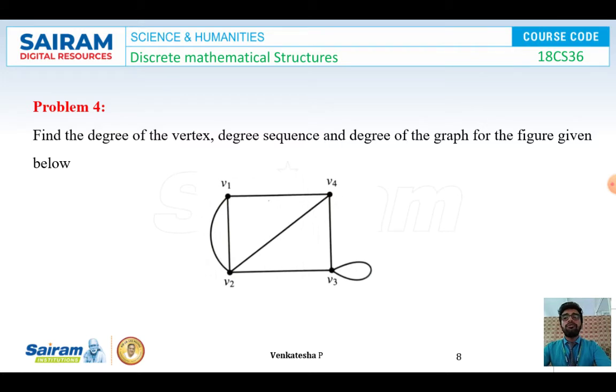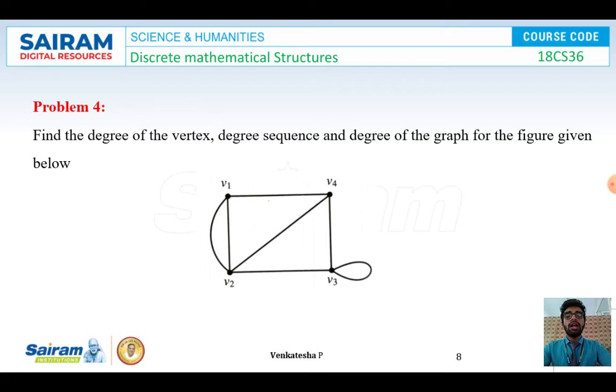Problem number 4, find the degree of the vertex, degree sequence, degree of the graph for the given figure here. The graph has 4 vertices with some set of edges, multiple edges and loops. So how do we find the vertex degree? The number of edges connected at a particular vertex will be equal to the degree of the vertex.